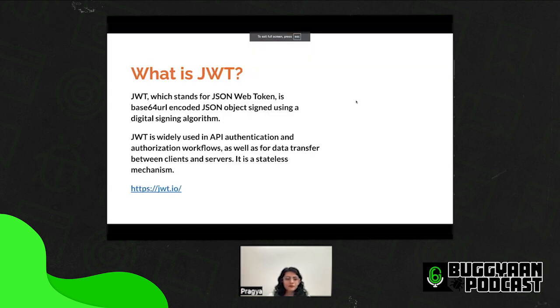First of all, what is a JWT? JWT stands for JSON Web Token. It's a base 64 URL encoded JSON object, and it is signed using a signing algorithm. It's widely used in API authentication and authorization workflows, as well as data transfer between clients and servers. Also, it is a stateless mechanism.